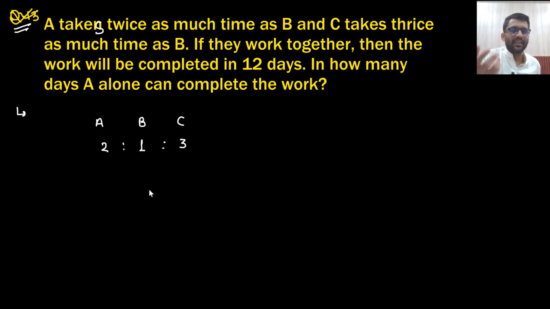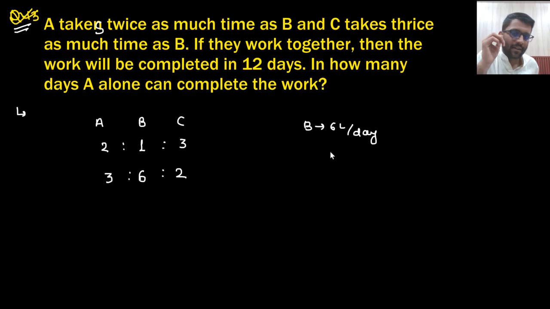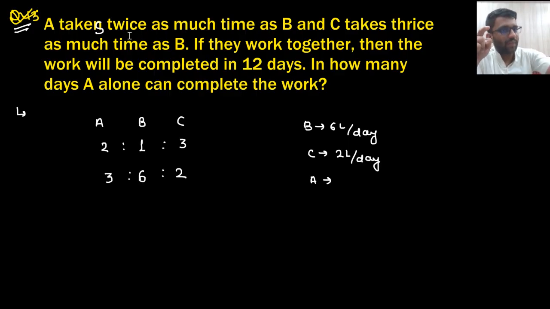If I make the ratio of efficiency, then what would that be? If B is 6 efficient, then A is 3 efficient and C is 2 efficient. Did you understand this problem? What do I mean to say? If B is eating 6 laddu per day, then C takes thrice as much time as B. That means C will eat 2 laddu per day only. And A takes twice as much time, which means A will eat 3 laddu per day. Do you agree to this point? Because B is the most efficient.